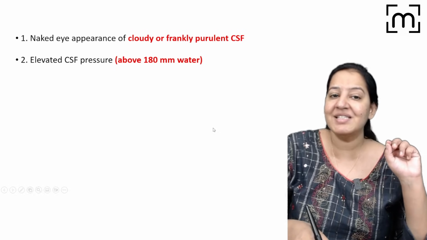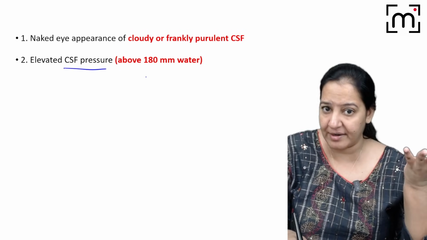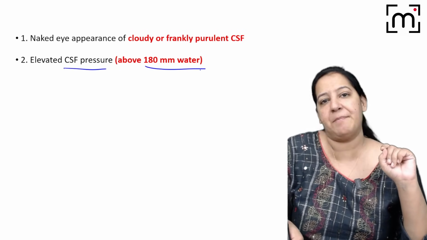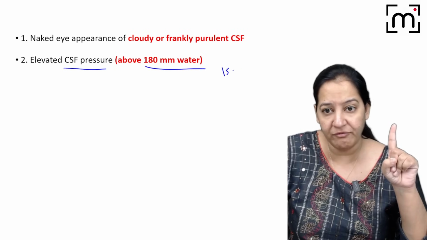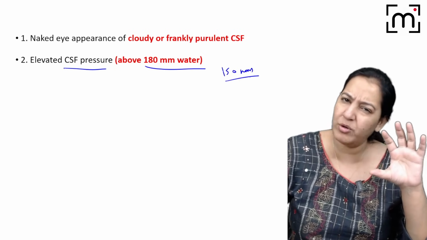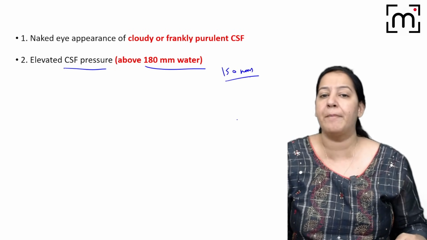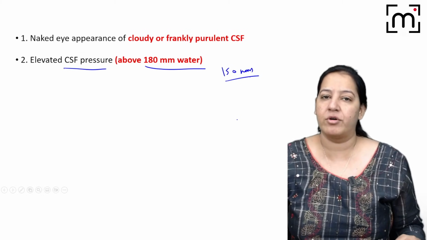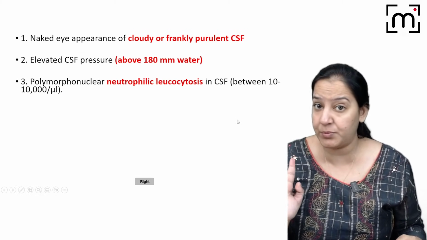Right. The second is the pressure. If you measure the pressure, it's more than 180 mm of water. Normally, it's up to 150 mm of water, and it's slightly more than the normal. It's up to or more than 180 mm of water in acute bacterial meningitis, we are talking.